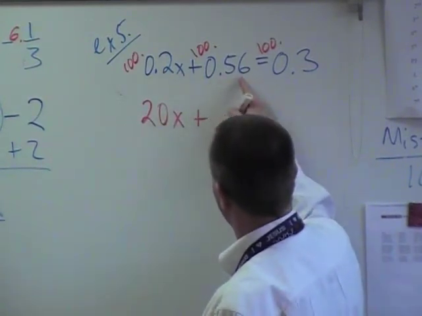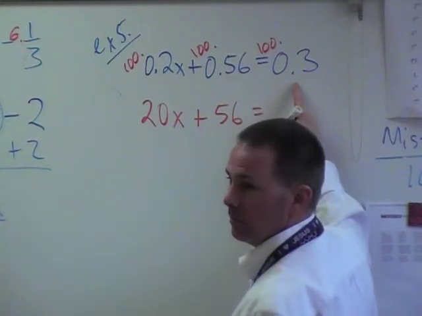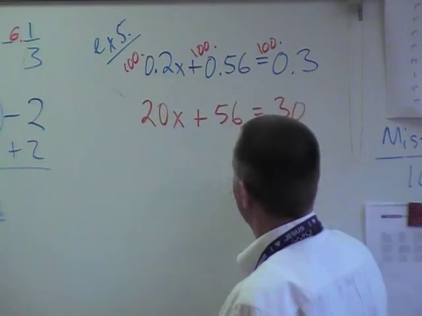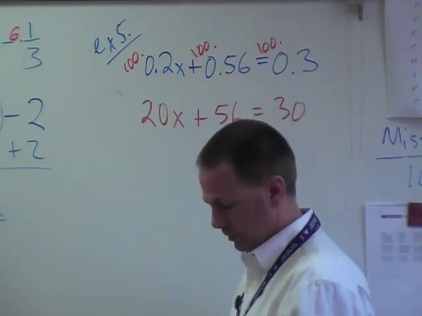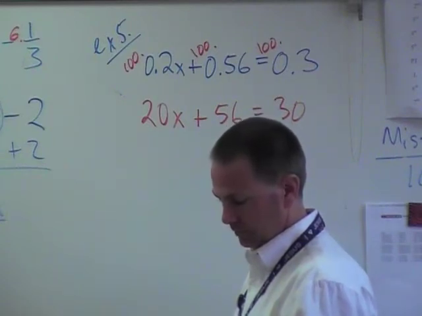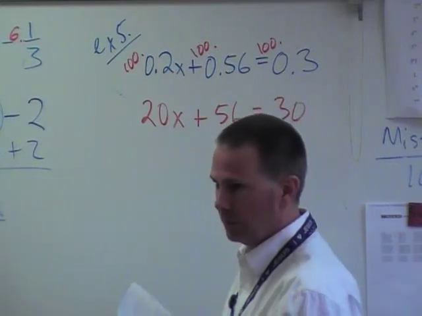Okay. This one becomes 56. What's this one become? 30. 2 places to the right. Be 30. Now everybody solve that. Yeah, so no calculators. I want fractions as your answer.